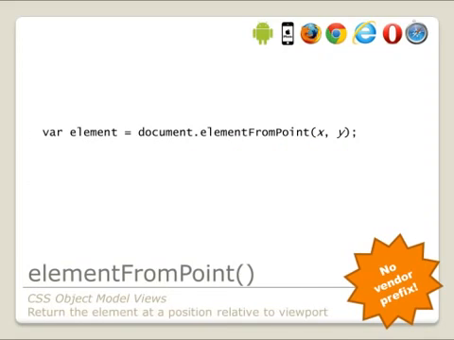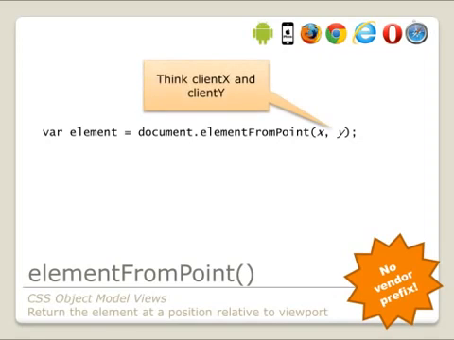The next method is elementFromPoint. This is also described in CSS Object Model Views. This returns the element at a given position in the viewport. So you can pass in an x and a y coordinate. Again, that's relative to the viewport itself, not relative to the page. And that will give you the element that is at that point in the viewport. So you should think clientX and clientY on mouse events for these values, because it's relative to the viewport itself.